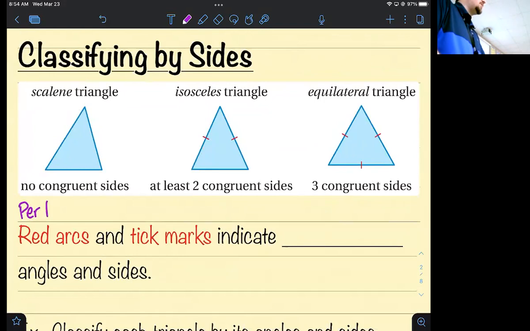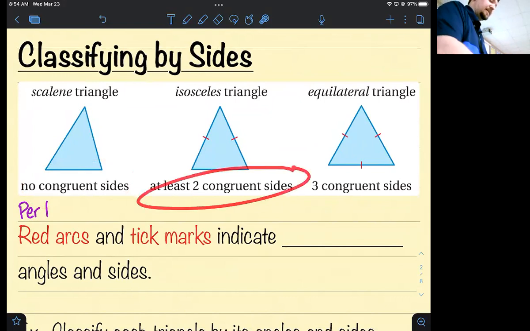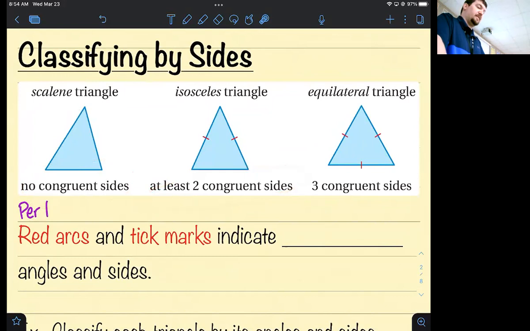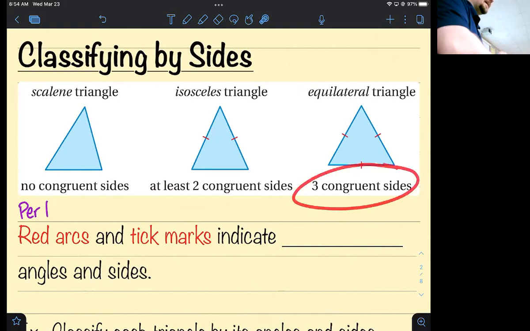There are three ways to classify triangles by their sides. You can say a scalene triangle. A scalene triangle has 0 congruent sides, meaning all three are different. All three sides are different. An isosceles triangle has 2 sides that are the same. Could be the top two, bottom, it doesn't really matter. It's just 2 sides. And then an equilateral triangle has all 3 sides being the same.